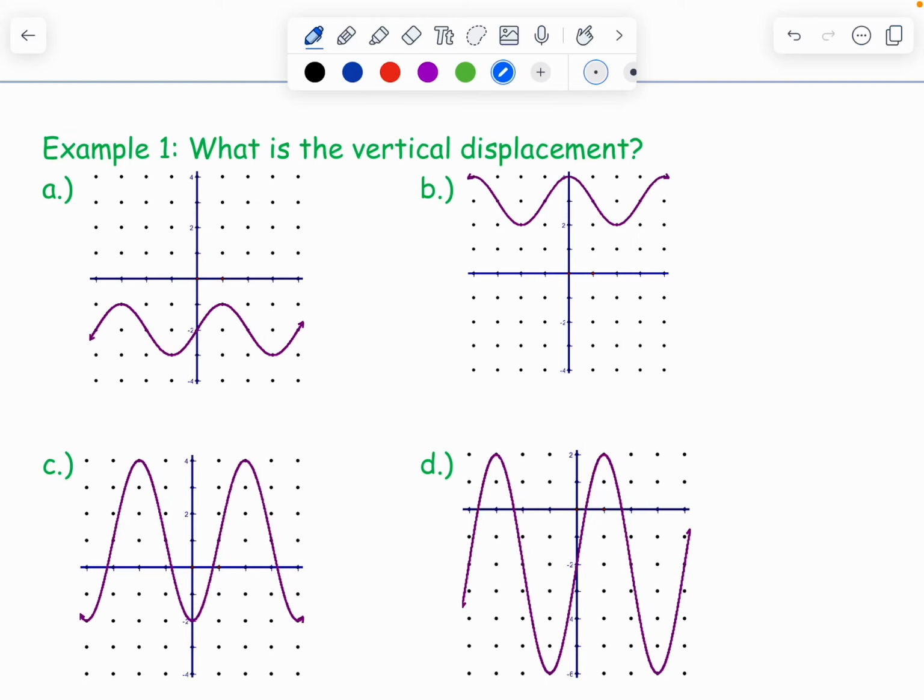Hello everyone, welcome back. We are going to be talking about transformations with the sine and cosine curve. So we're going to be talking about displacement, that's a shift up or down.